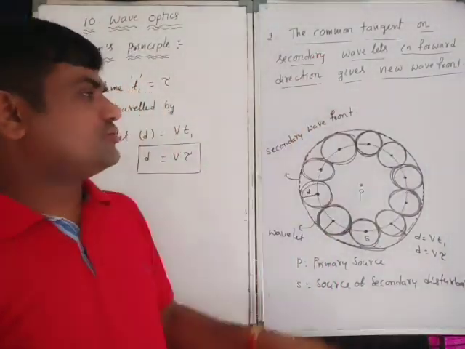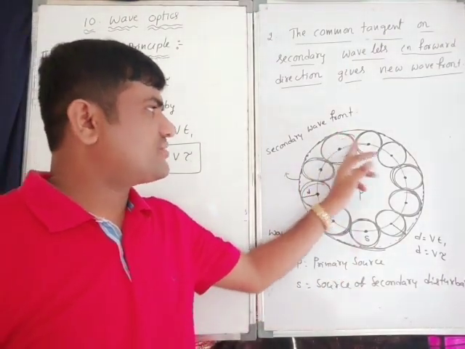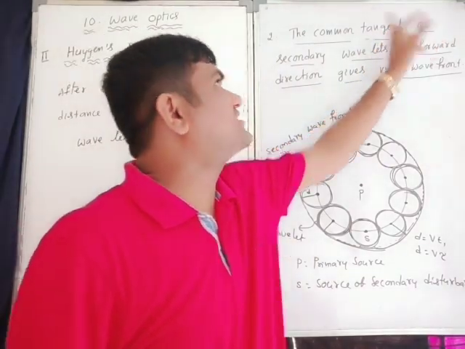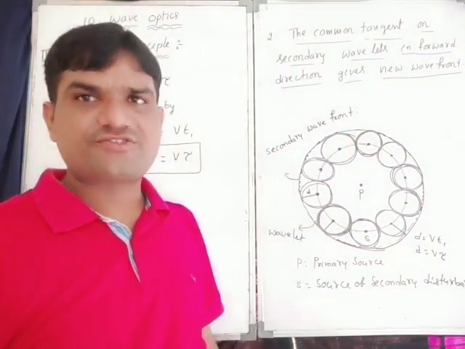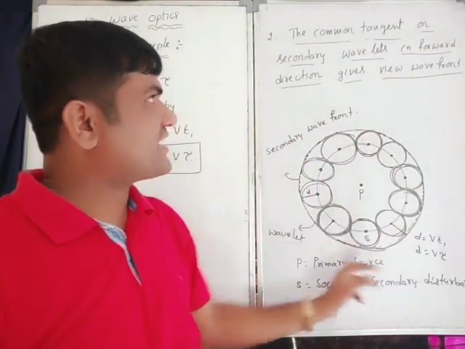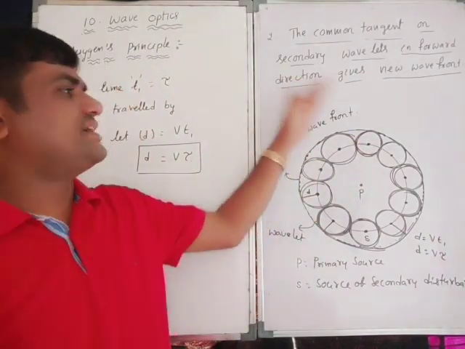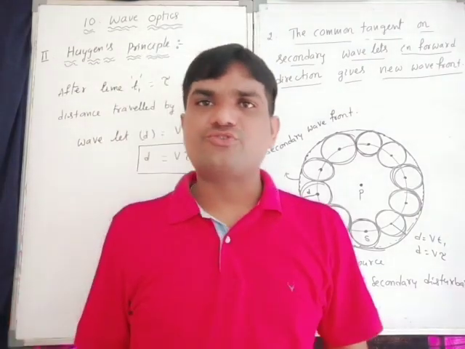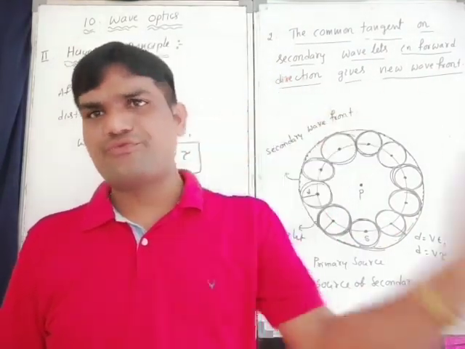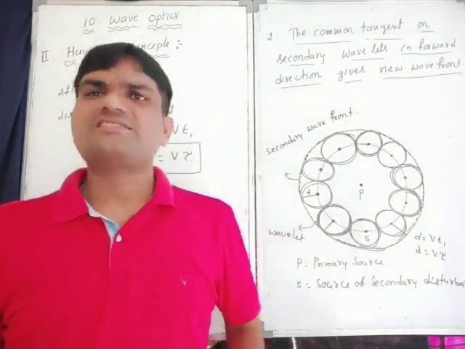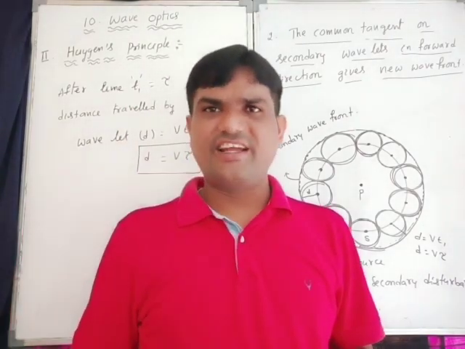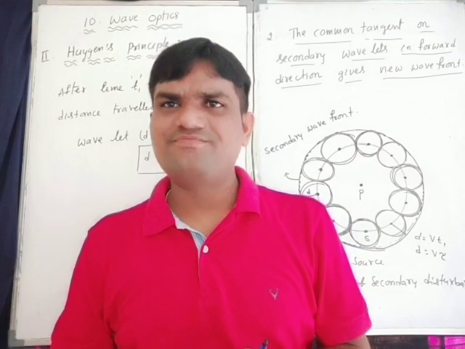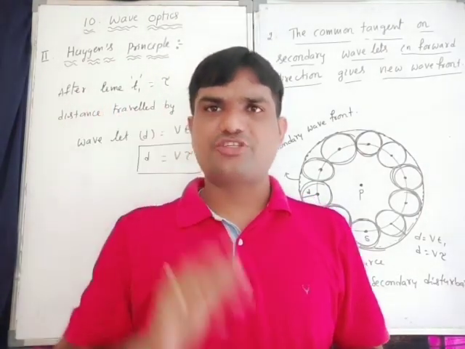Now when these wavelets are formed, we can draw a common tangent on the secondary wavelets in the forward direction. This gives the new wavefront, that is the secondary wavefront. This is the principle of Huygens. Did you understand, everybody? Very important, a 2 mark question.